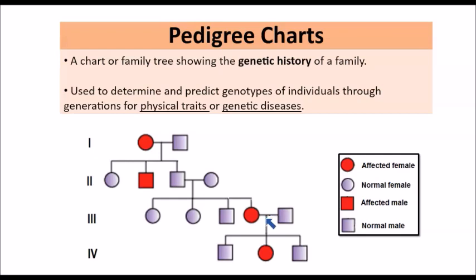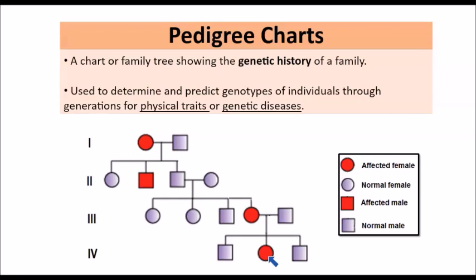Then going on to the 4th generation, the line of descent. In this 4th generation there are 3 children produced by these parents in the 3rd generation. We have 2 boys who are normal and 1 girl who is affected by the particular trait or the disease that you may be studying. So that is just a general overview of the pedigree charts.